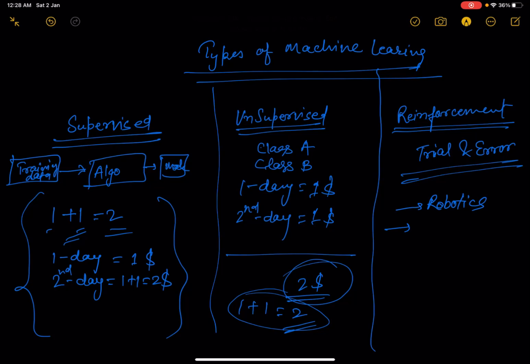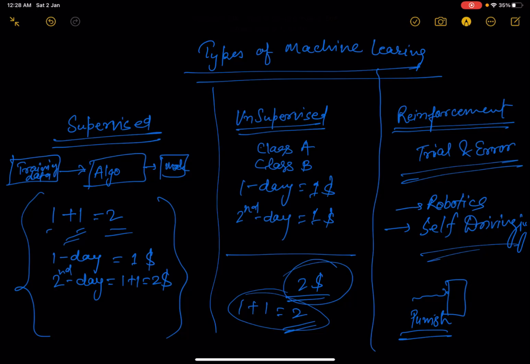or we can say self-driving cars. These learn from their trial and error method. For example, a robot is walking. When it finds some obstacle, either it will hit it or it will move. If it hits, it will get punishment. If it moves or turns, it will get the reward.